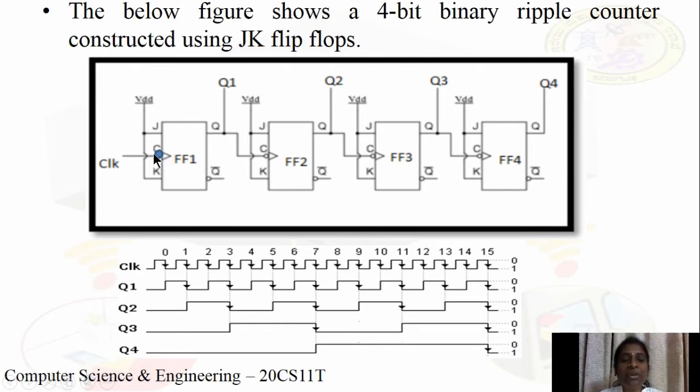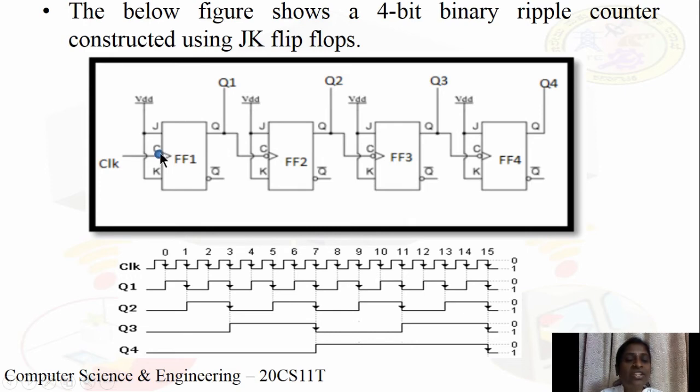This bubble symbol indicates that this is a NOT gate. That is, if we feed the clock pulse to the first flip-flop, this first flip-flop will change the state on the negative edge of the clock. Let us observe this clock. This rising edge is the positive edge. This falling edge is called the negative edge. The flip-flop has to work on the negative edge, that is, the falling edge.